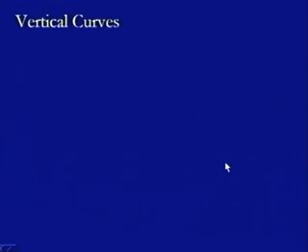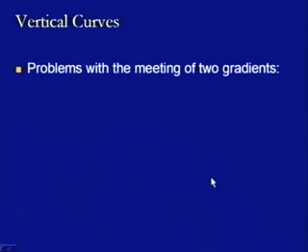So, now we will start with the vertical curves. Vertical curves are provided because of the problem with the meeting of two gradients. Gradient is the rise or the fall between two points. If we join those two points by a straight line, then the rise by which the next point is rising above the first point, or falling with respect to the first point, defines the gradient.